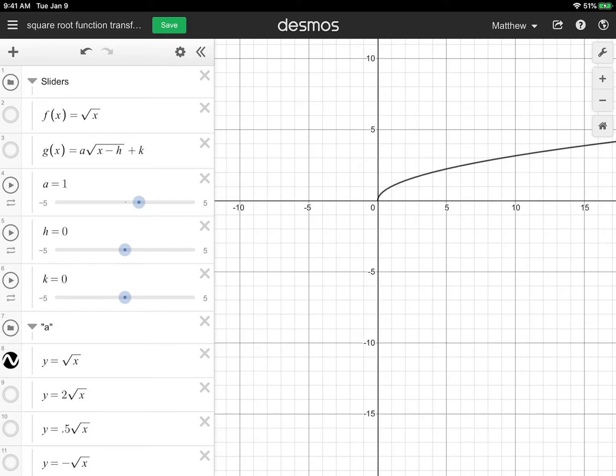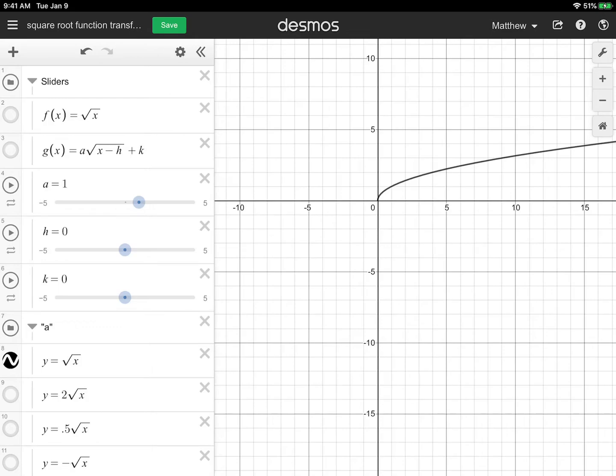Are we going to have a vertical stretch or a vertical compression? I want you guys to give me a thumbs up or a thumbs down here. If it's a vertical stretch, give me a thumbs up. If it's a vertical compression, give me a thumbs down. What do you think y equals 2 square root of x is going to do? Vertical stretch or vertical compression? All right, we're going to have a vertical stretch by a factor of 2.